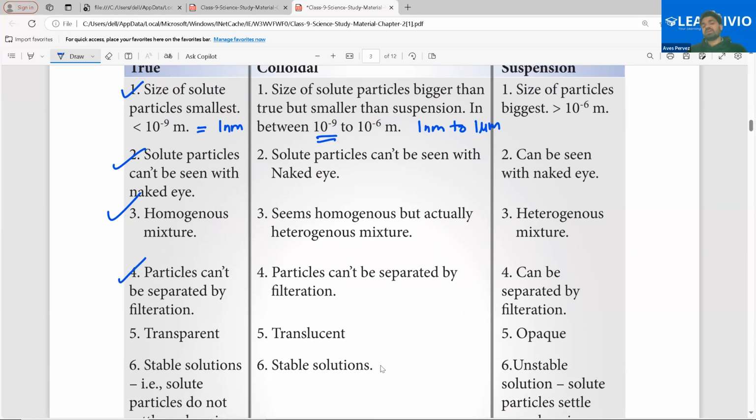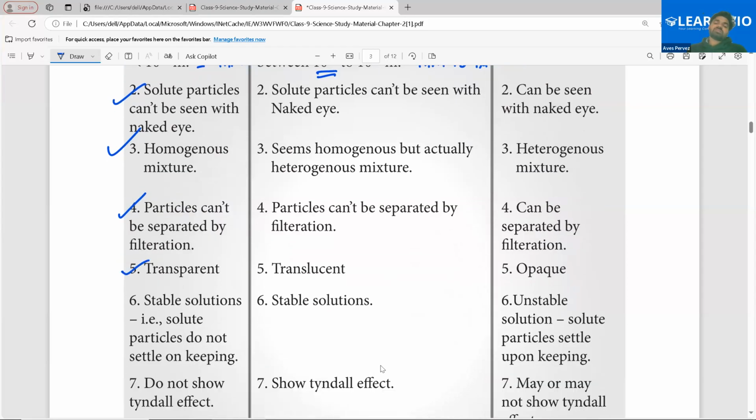Particles cannot be seen. Here it cannot be seen. Here it is homogeneous. It seems to be homogeneous, but actually heterogeneous. Particles cannot be separated by filtration, you cannot do that either. This is transparent. It is translucent.